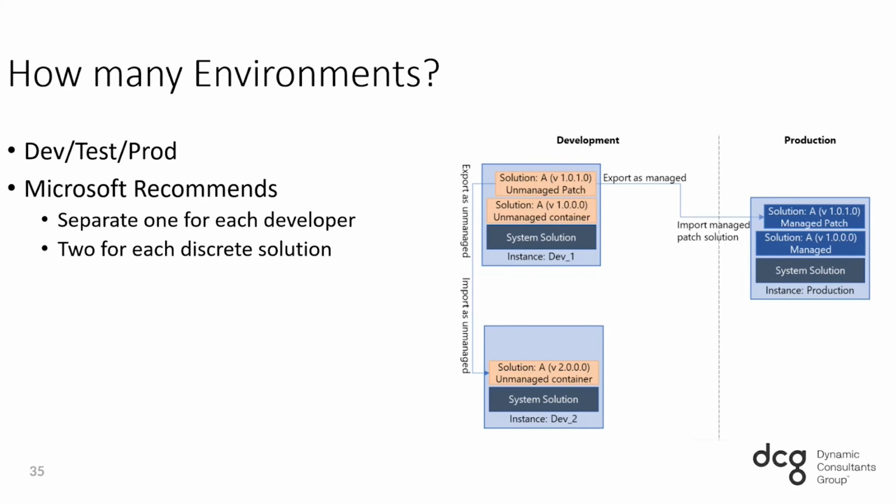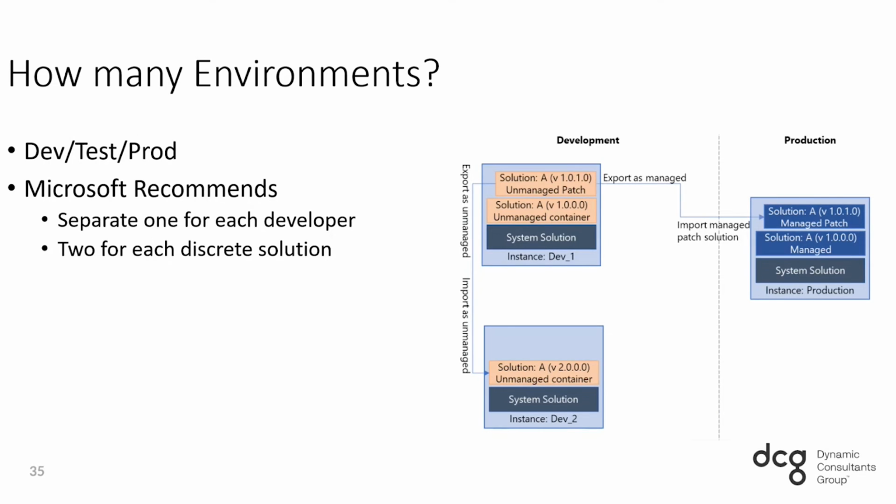So how many environments? Everyone should be working with at least dev and prod at a minimum. You really want dev, test, and prod. You want a development environment for building your changes. You want a test environment for playing around and testing your changes, and then production for use by your users.